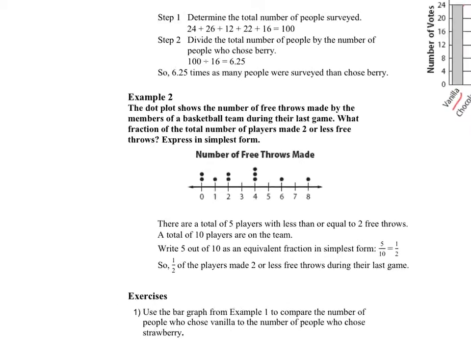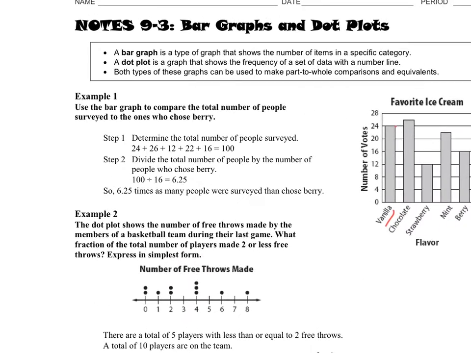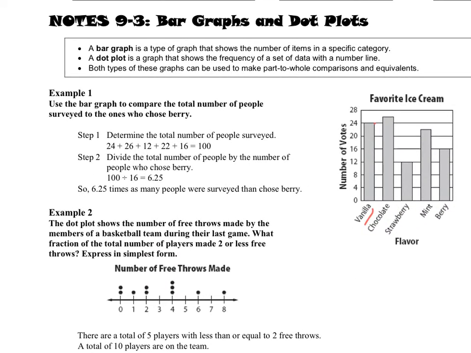One of the other things we're going to talk about is dot plots. Okay? The key thing to this is making sure you read, if there's a legend and it says that dot represents more than something else, you need to make sure you read that, because that can confuse you and get you the wrong answer sometimes. So a bar graph is a type of graph that shows the number of items in a specific category. A dot plot is a graph that shows the frequency of a set of data with a number line. Okay? So both types of these graphs can be used to make a part to whole comparison. So both of these graphs are making a part to a whole.